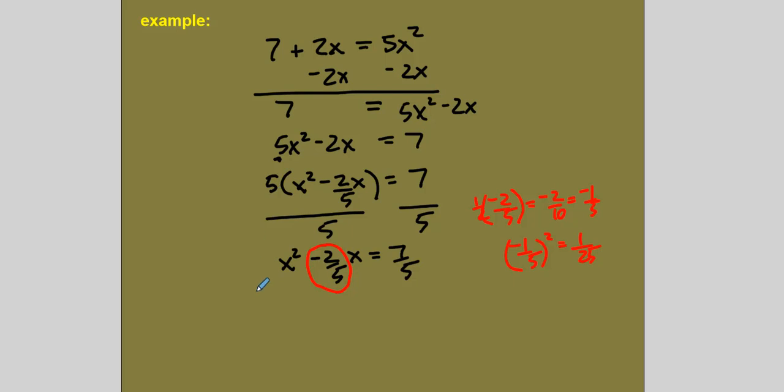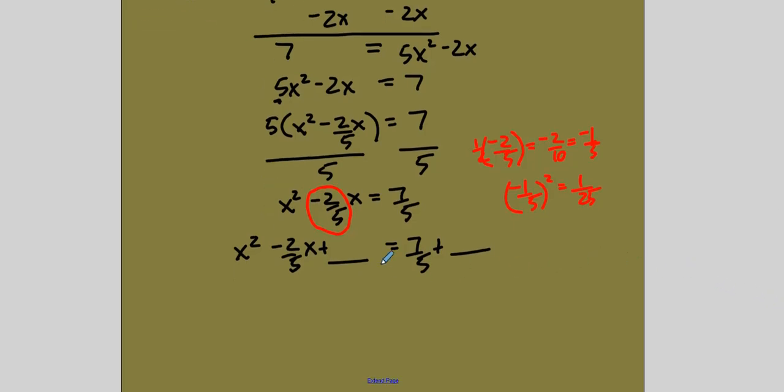So my next step is I fill in the blank. So I have x squared minus 2/5 x plus blank equals 7/5 plus blank, because what I do to one side I have to do to the other side. So now the blank is going to be negative 1/5 quantity squared, which is 1/25. I'm writing it like this because it's easier to see what I have to factor this to. So this has got to be x minus 1/5 quantity squared equals 7/5 plus 1/25.